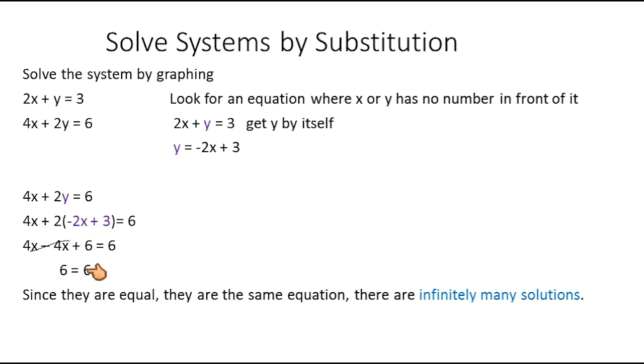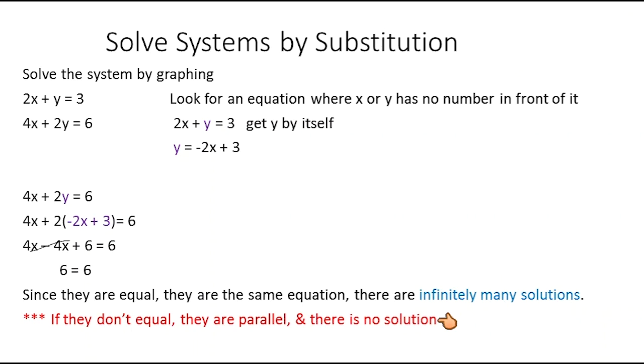When this happens, when the variables cancel out and these two numbers equal each other, that means these two are the same equation, and there are infinitely many solutions. If you look up here, you see 2x plus y equals 3. If you multiply it by 2, you're going to get this equation. 2 times 2x is 4x. 2 times y is 2y. 2 times 3 is 6. It's the exact same equation. So we get infinitely many solutions when this happens.